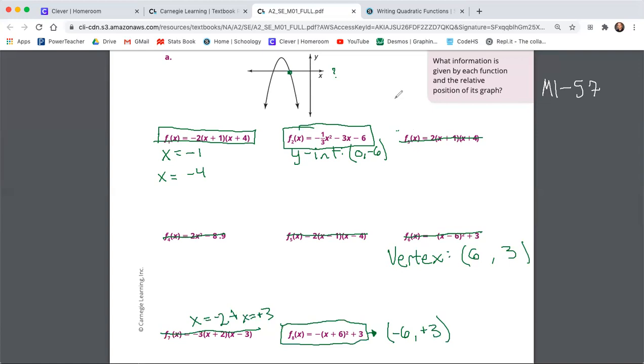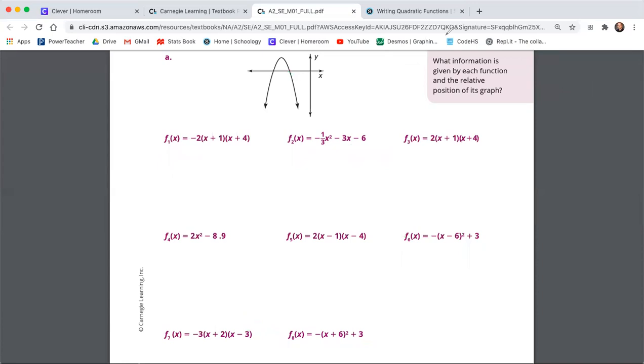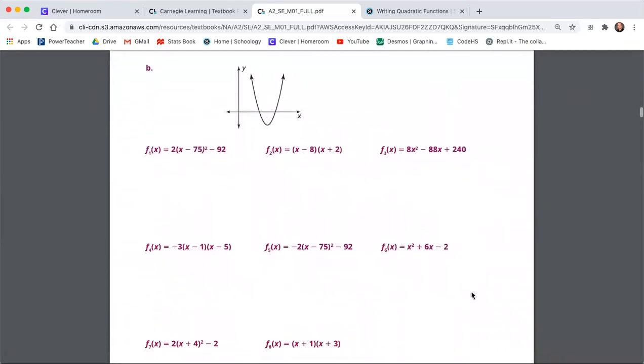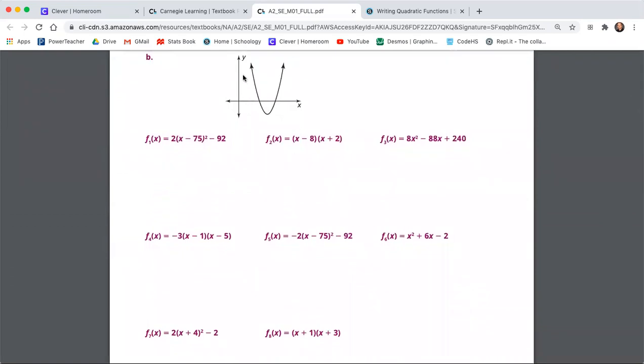If you did the assignment about key features, you're probably going to be doing pretty well with all of this stuff. With that said, let's move on. Part B, another function. Again, I think the best thing to look for right off the bat is concavity. This one's concave up, which means we can get rid of any function with a negative leading coefficient. It cannot be this.